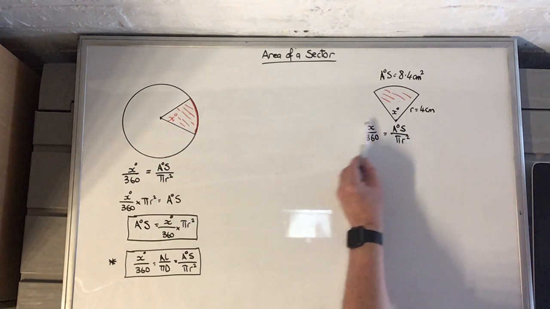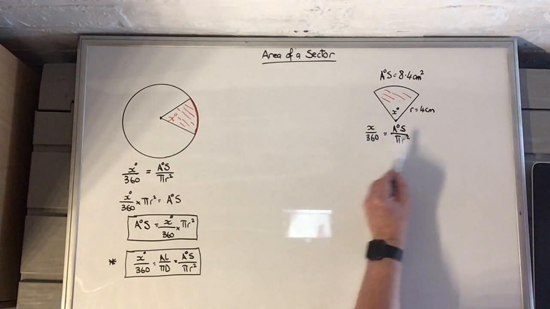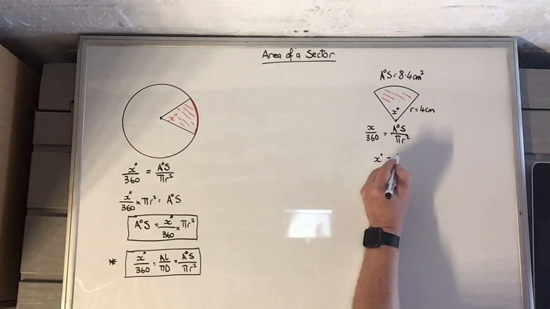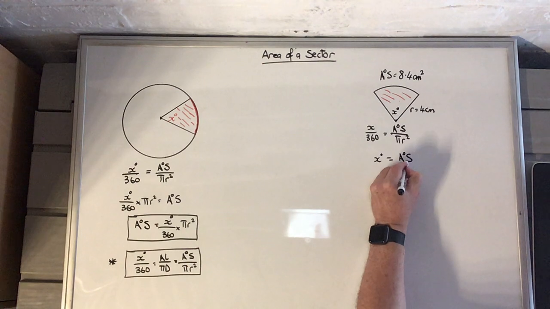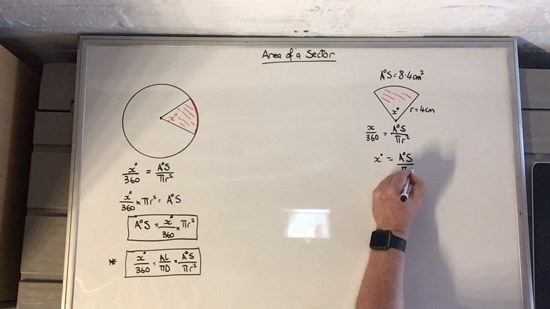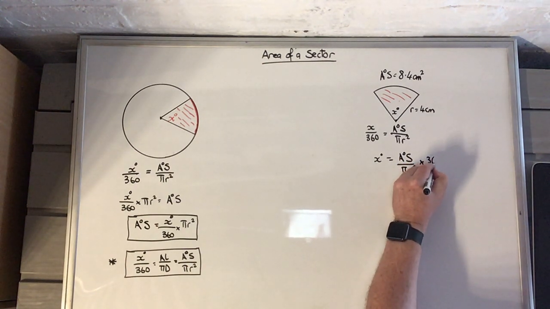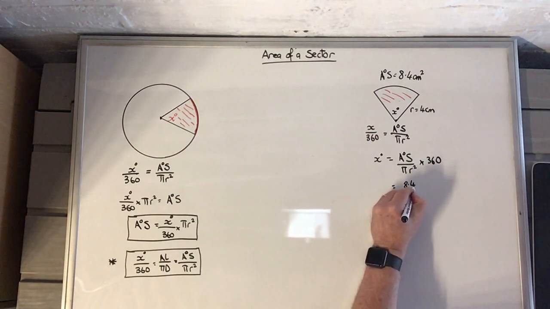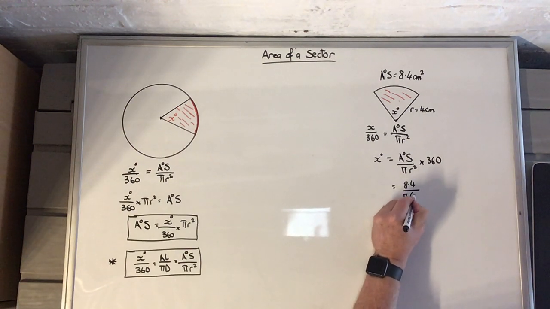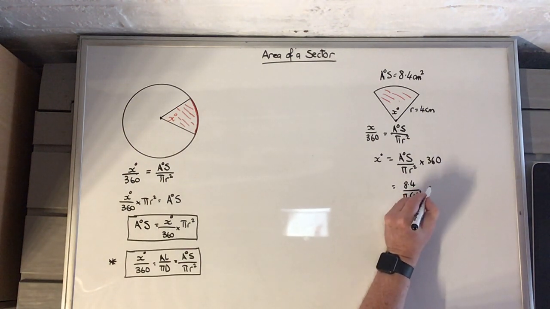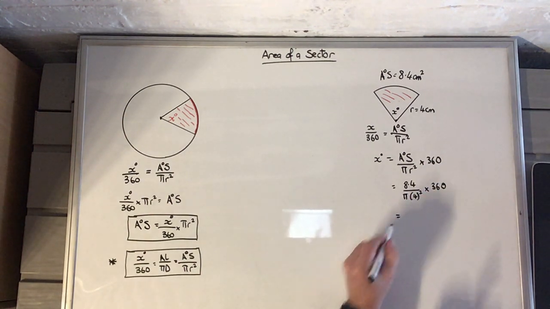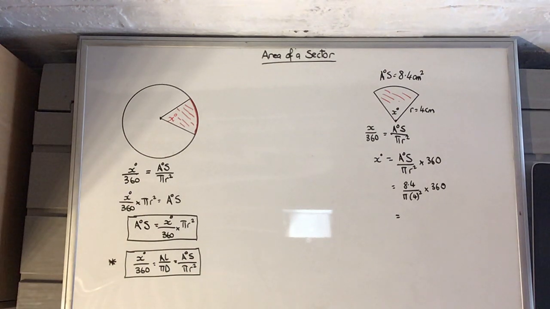So remembering in this format, all I have to do is multiply both sides by 360. So x, and that's x degrees, is equal to area of the sector over pi r squared times 360. Plug in the numbers, so that's 8.4 over pi 4 squared times 360. And again, we just plug that into our calculator and come up with an answer. So let me just do that.